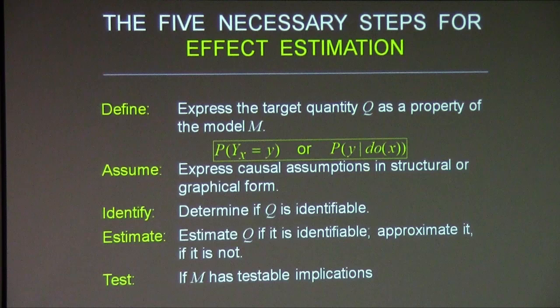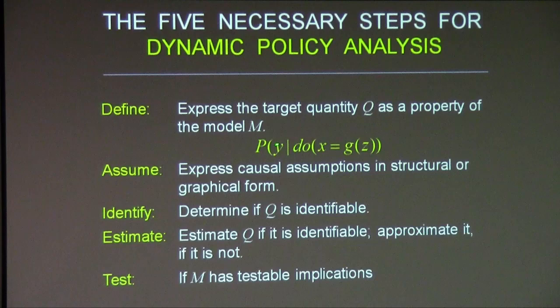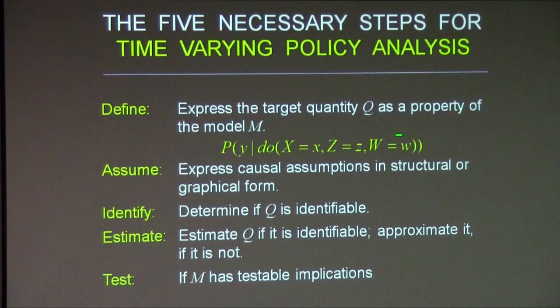Here's another one. I want the causal effect of doing X versus doing X zero. What is the difference in expected value? Or suppose I do X as a result of observing Z. So if I find that unemployment goes below 5%, I raise the tax. If it is not below, I do something else. It's a conditional action. You write it that way. That's part of defining the question. Or, for instance, I have a sequence of actions, a plan. I do X, and I do Z, and I do W.